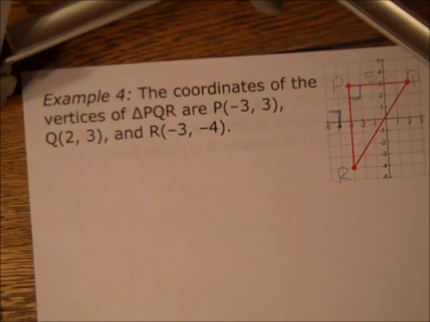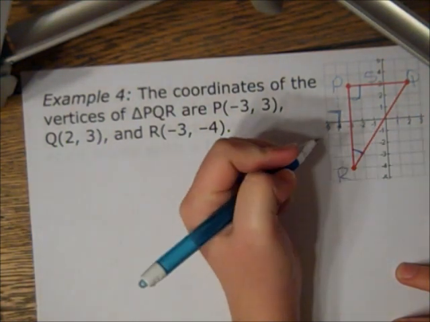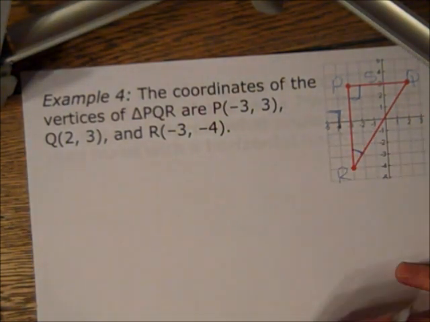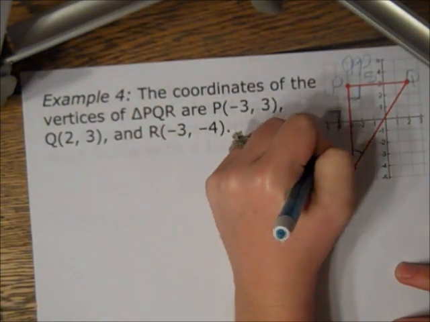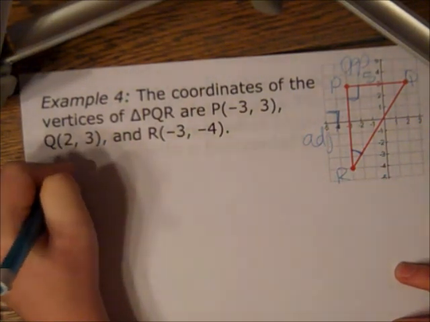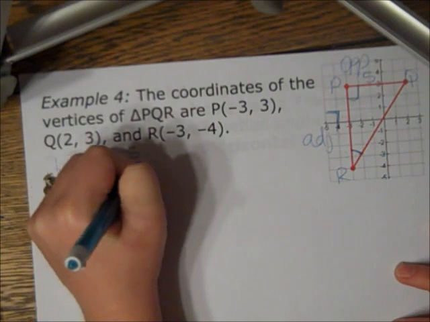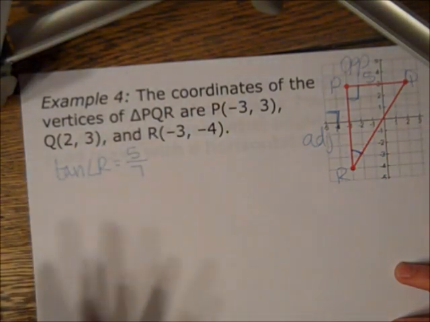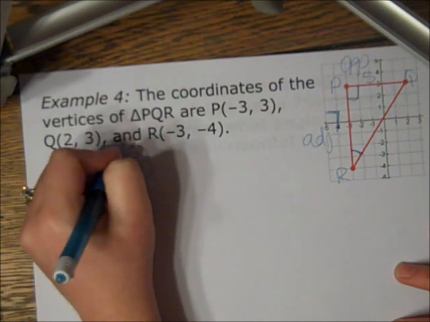So again, you're just going to pick an angle, whichever one you prefer. I'm going to choose angle R. So I'm going to label according to angle R. So PQ would be opposite. PR would be adjacent. So then we solve. Tangent of angle R is opposite over adjacent. Because I have to switch places, this and the R have to switch places.